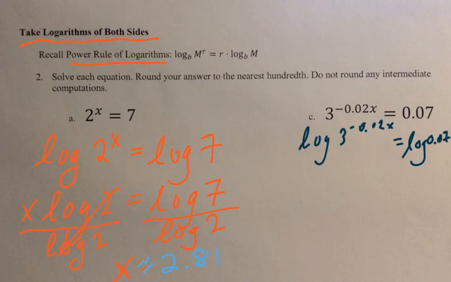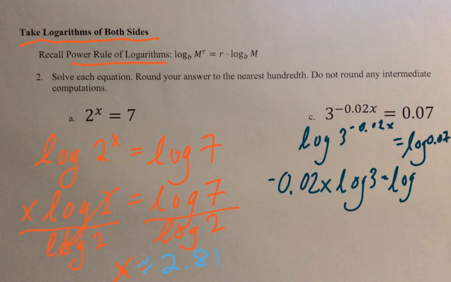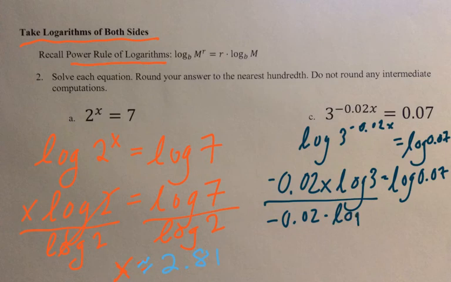Okay, now again, based on our power rule, that's the same thing as negative 0.02x log of 3 equals log of 0.07. I'm going to divide both sides by negative 0.02 times log of 3 to cancel out both of those. So that will cancel and that will cancel, leaving me with x. But then I have to divide this side by the same thing, negative 0.02 log of 3.